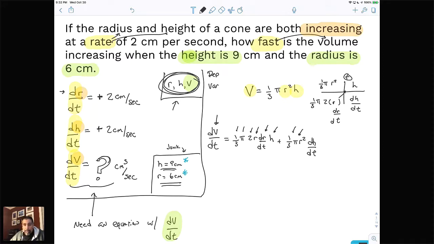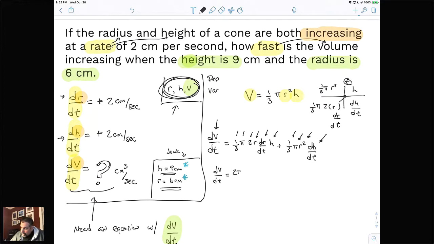1/3 pi are not going to be problems. Those are constants. We already said we know the value of r. And the other rate we're given right here is dh over dt. So we're going to be able to substitute in for every single one of these factors. So dv over dt is equal to, let's see if I can clean this up a little bit, 2 pi over 3 are all the constants. The value of r we're getting is 6. The value of dr over dt is 2. The value of h is 9.